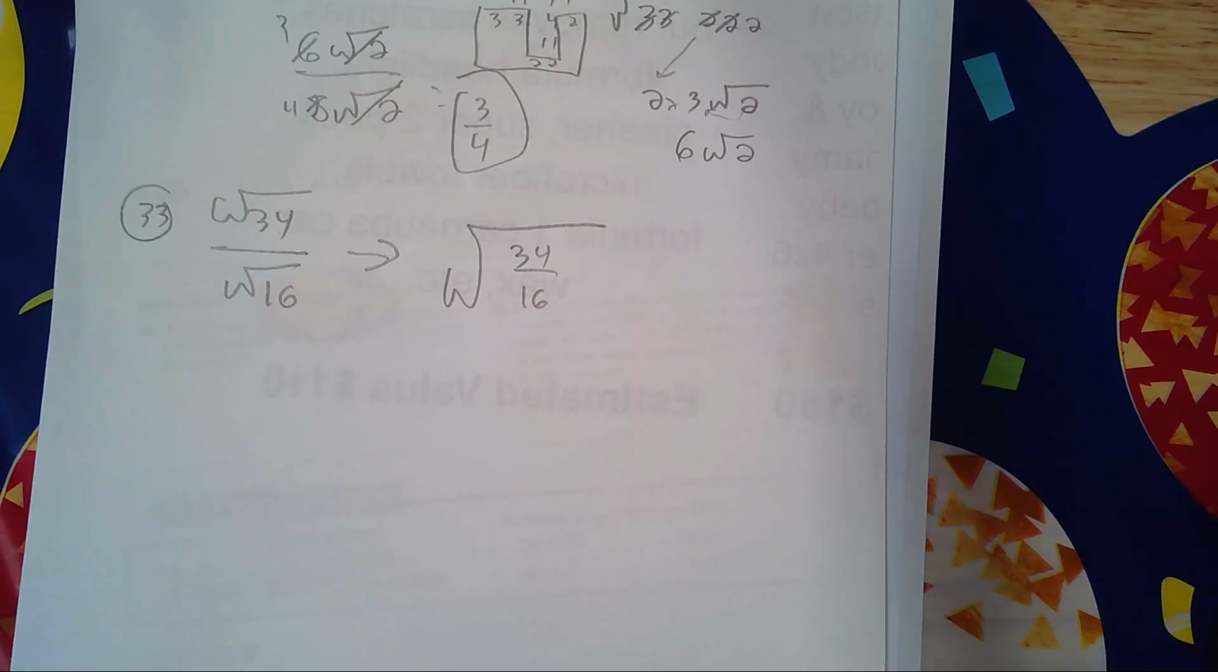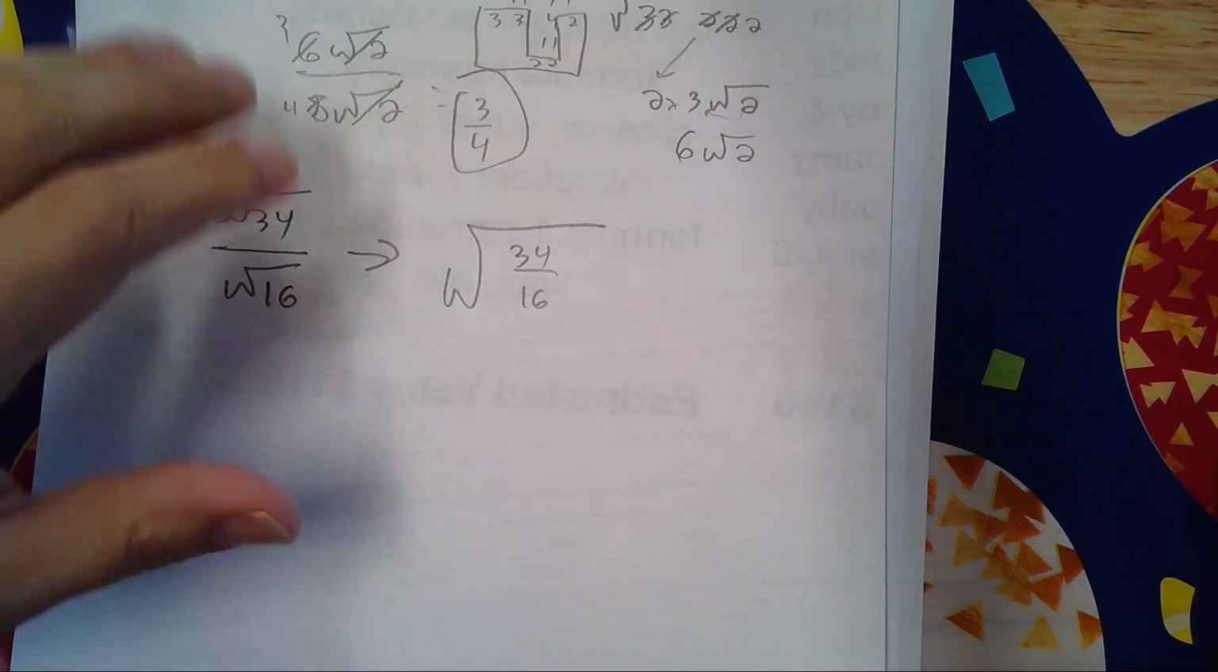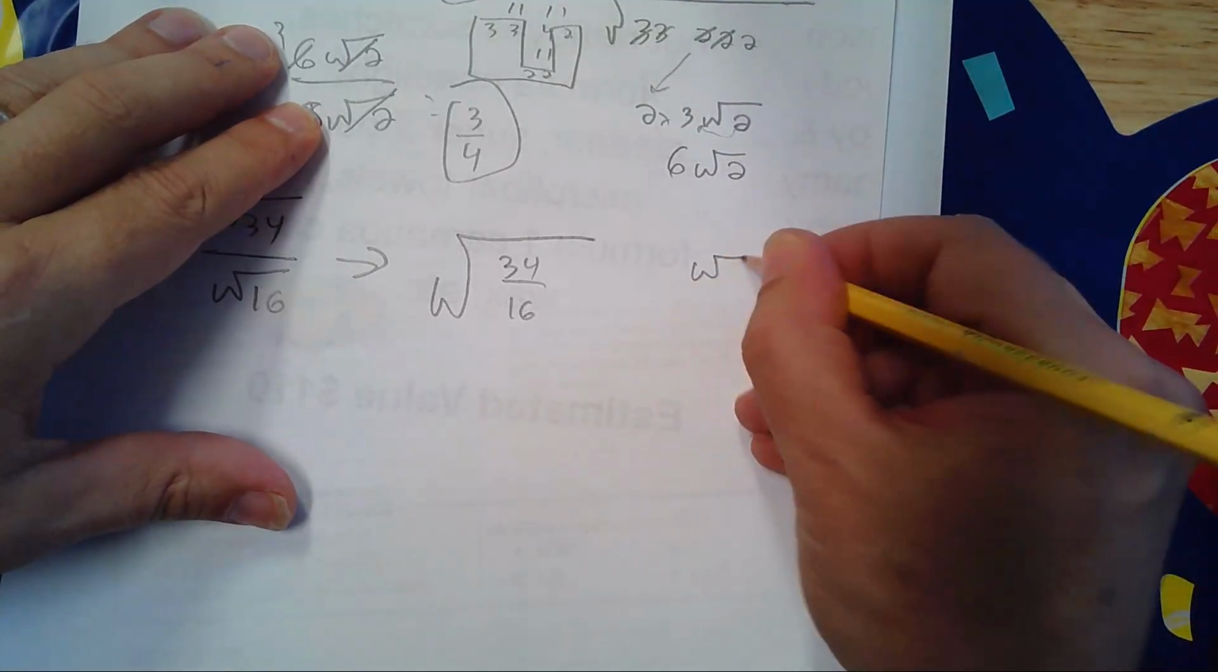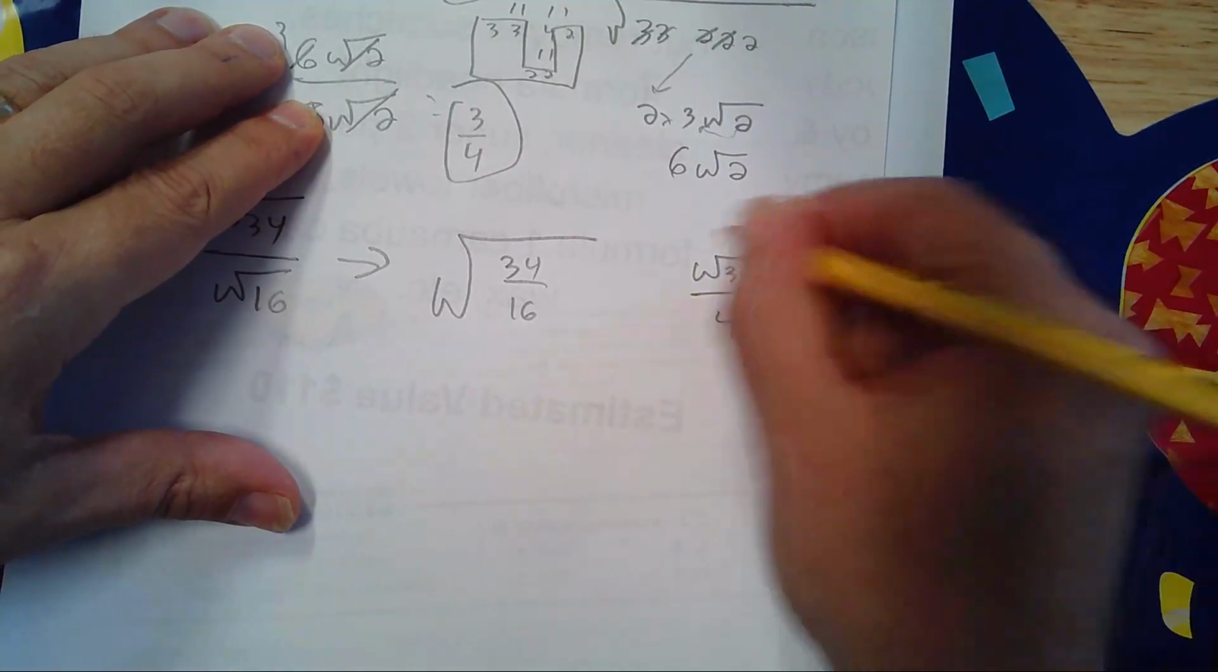This one's weird, but I think I got it. 17. So, anybody got the answer? Is it square root 34 over 4? Yes, it is.